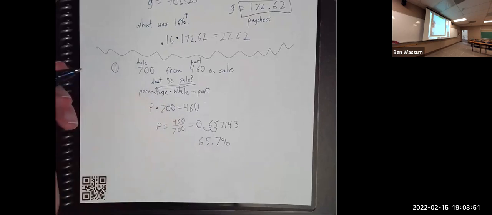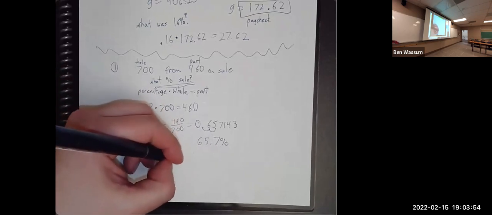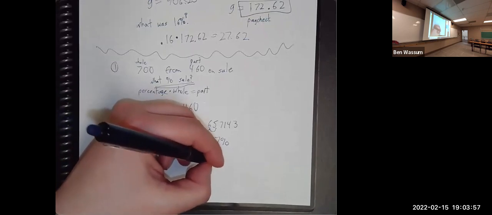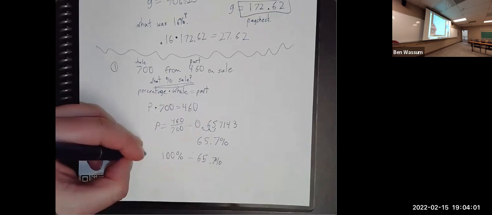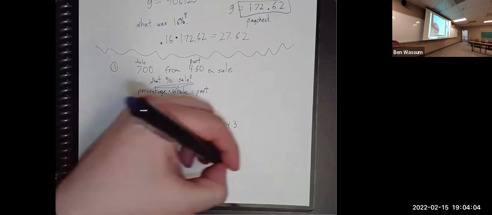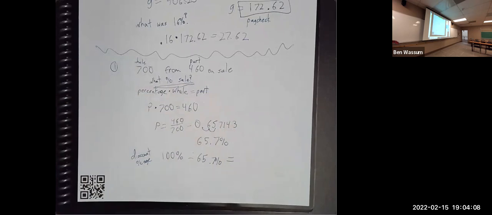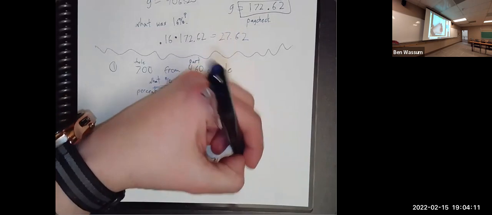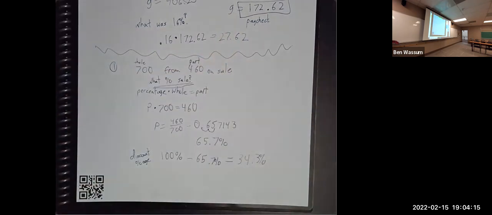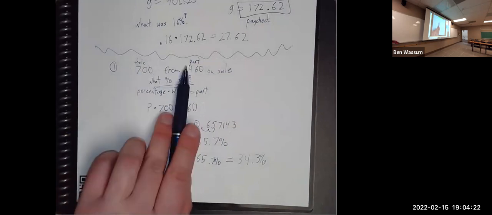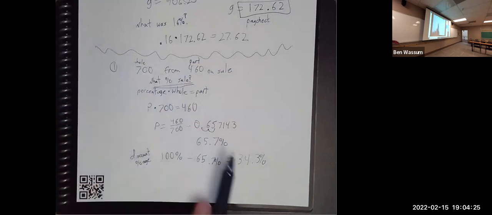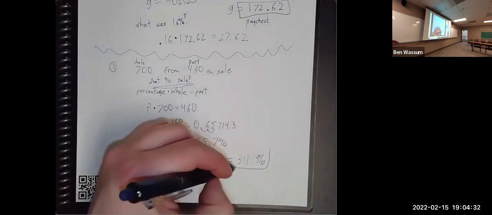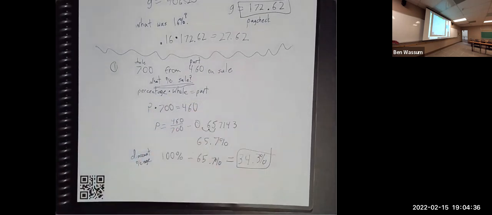That's what you end up with left, which means the difference between 100% and that guy is going to be the actual discount percentage. So I end up with 34.3%. Which makes more sense when I look at this and say, oh yeah, going from 700 to 460, that's less than half. This is less than half. So it makes more sense than saying it's more than half off, right? Cool.